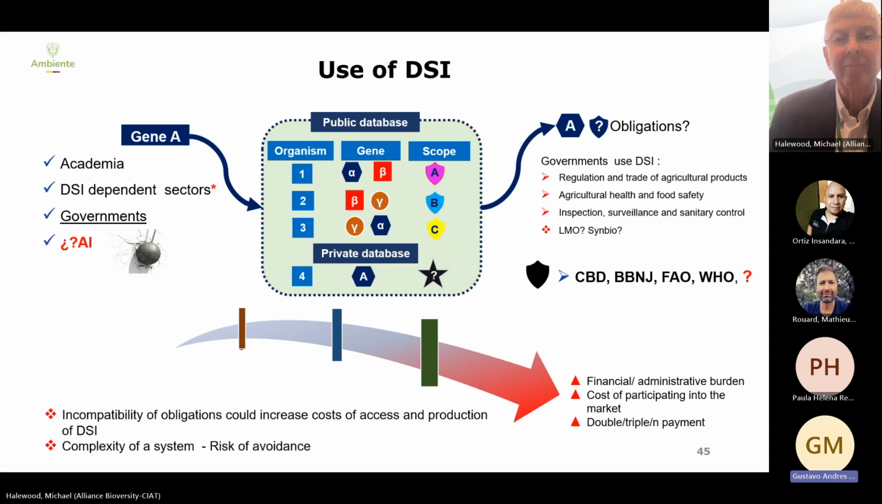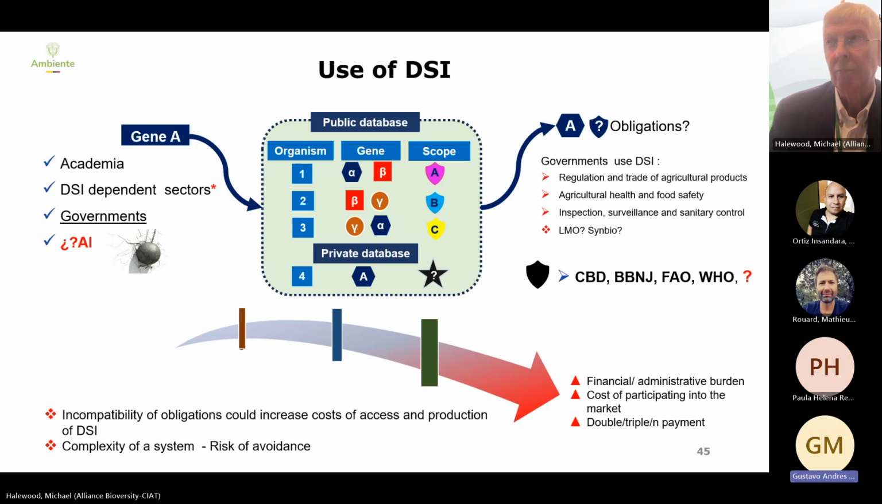The most common way DSI is used is that you look for a gene or sequence on a database and you take that information and use it in any of the aforementioned sectors. But nature is surprisingly conservative. Everything is everywhere and nature selects, and that gene might be found in a number of organisms for multiple origins. That DSI might fall within the scope of different mechanisms. Ours in the CBD, PB&J, FAO, and whatever the future brings.